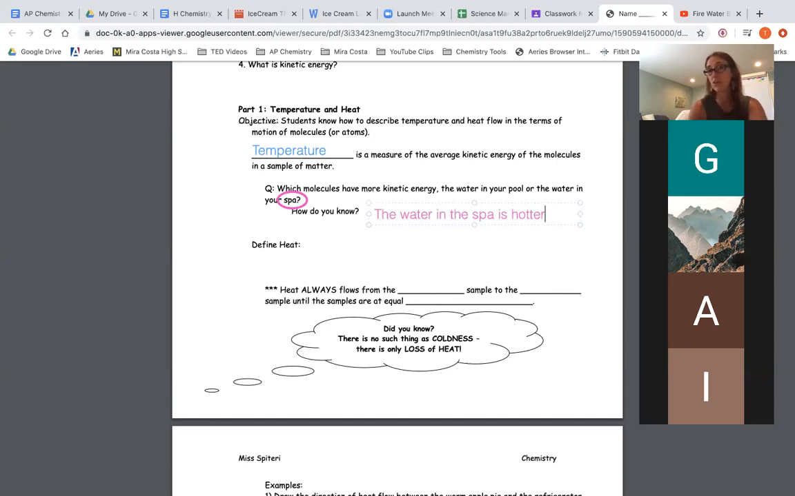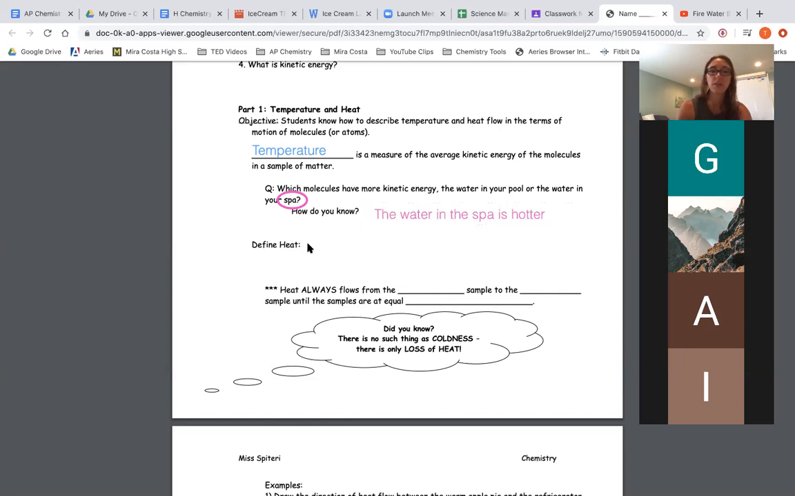I always like to say, if you could shrink down to the size of a water molecule and you could ride around on a water molecule in your pool, you'd be moving, but it would be like riding It's a Small World, right? But if you could ride around on a water molecule in your jacuzzi, you'd be going super fast, like Space Mountain, right?